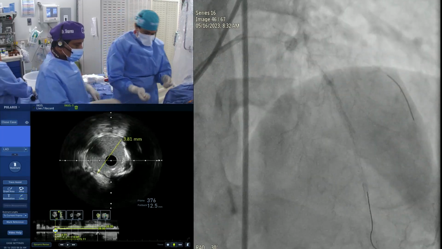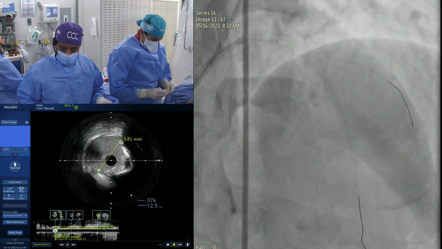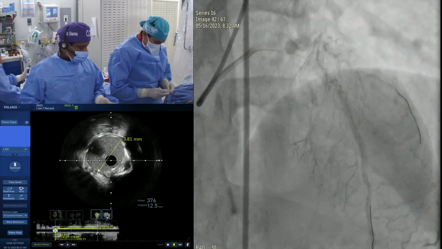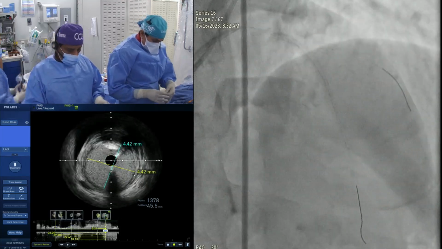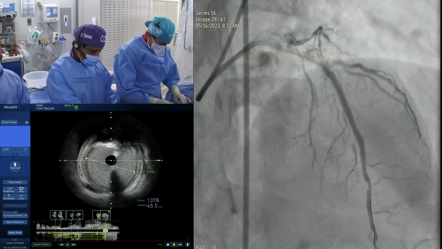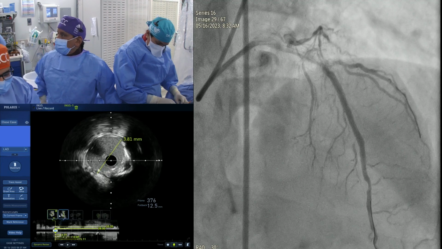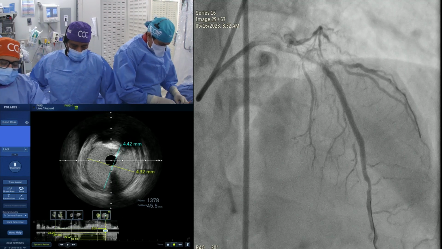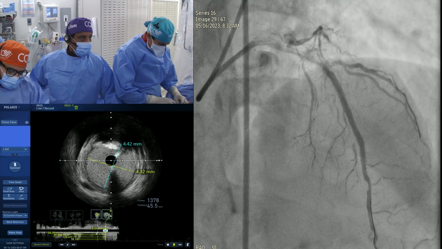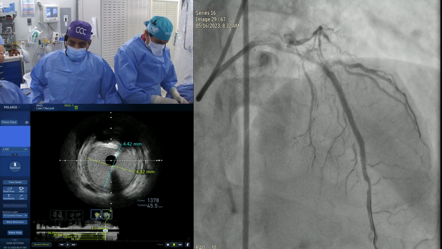Go. Good. Proximal LAD size is 3.8, and the left main side is like 4.3. Okay. Now we can post dilate with the 4 there.